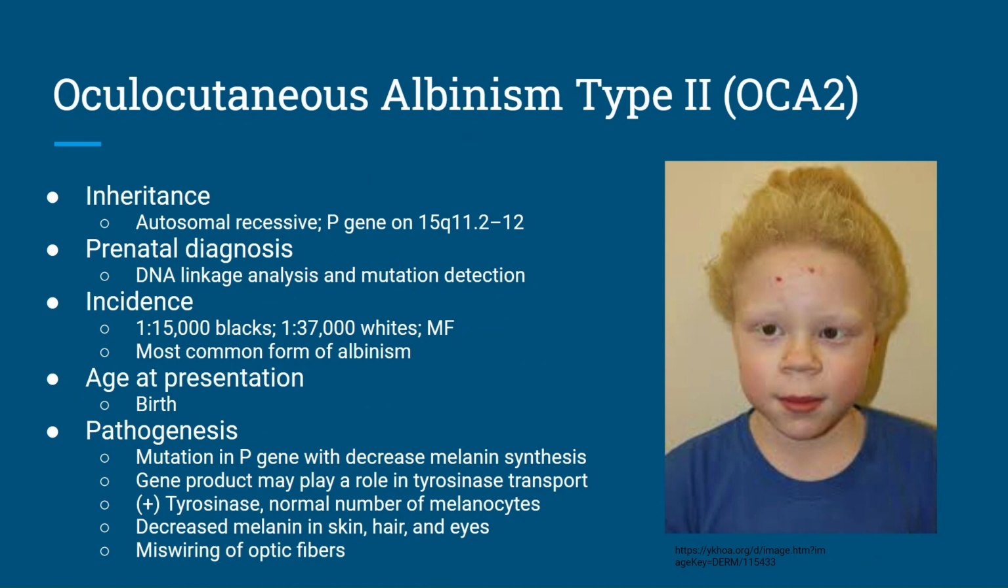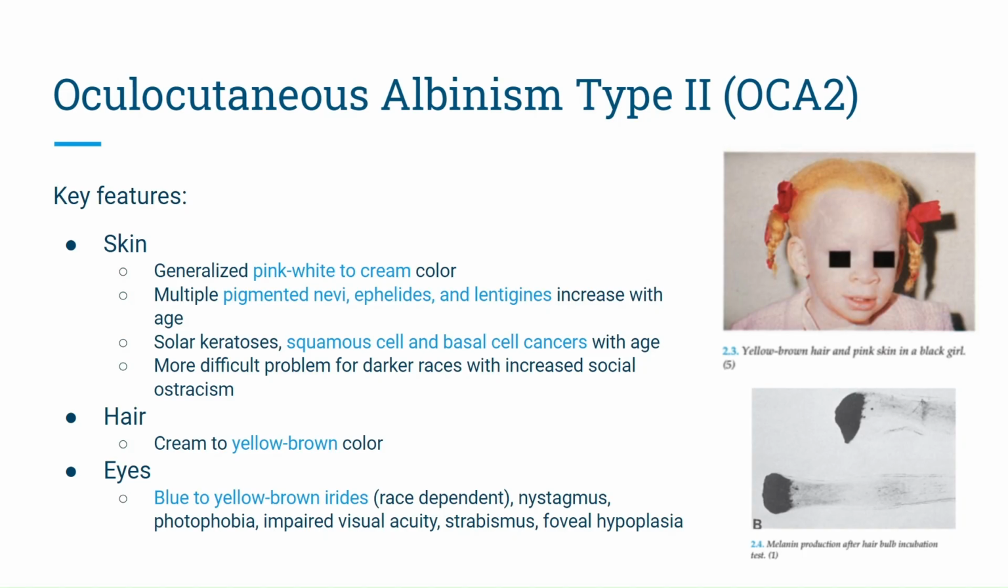This is an autosomal recessive disorder. It consists of the P gene mutation. The pathogenesis here is that you're still tyrosinase positive, but mutations in the P gene decrease melanin synthesis. This gene product might actually play a role in tyrosinase transport. Therefore, you have decreased melanin in the skin, hair, and eyes, as well as an ocular component to this. Your hair is more of a pink, white to cream colored, a little more towards the reddish side of the spectrum than OCA type 1.